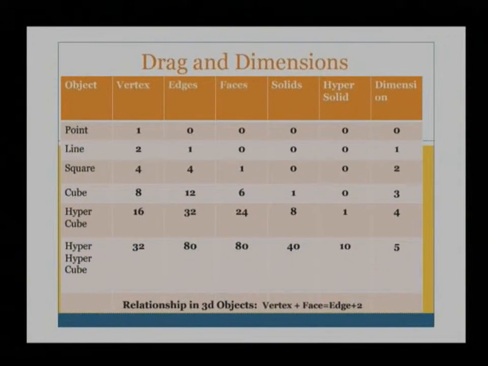See, this point, line, square, cube, hypercube, all have definite relationship: the vertex, edge, face, solid, hypersolid, and dimensions. So all these are physical objects. What would be a hypercube? Hypercube having 32 vertex, 80 edges, 80 faces, 40 solids, 10 hypersolids, and 5 dimension.